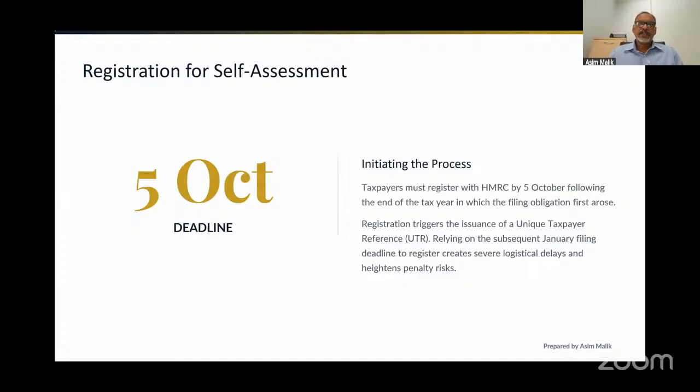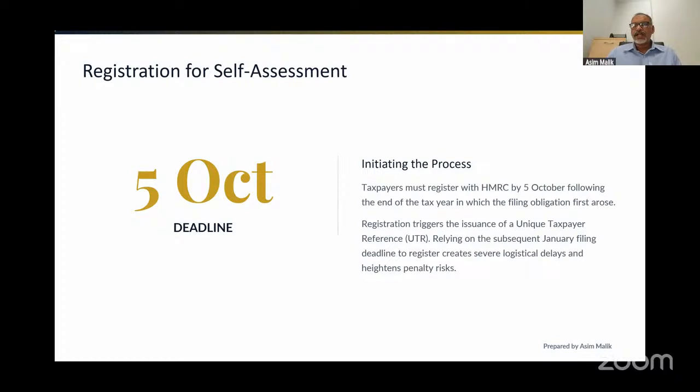Now, if a person becomes self-employed, or for any other reason needs to file a tax return, he or she needs to inform HMRC in advance. That will trigger allocation of a UTR number, which is unique to every individual. I think in Pakistan it's connected to your national ID card.